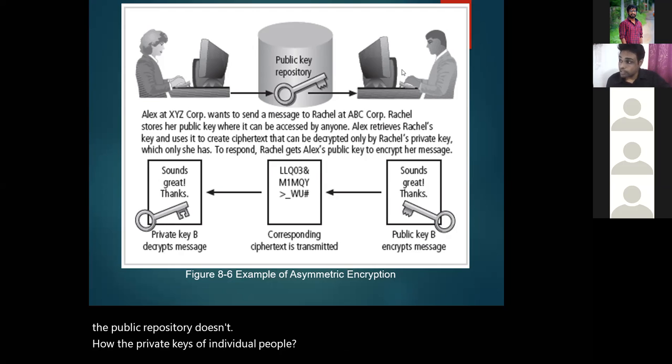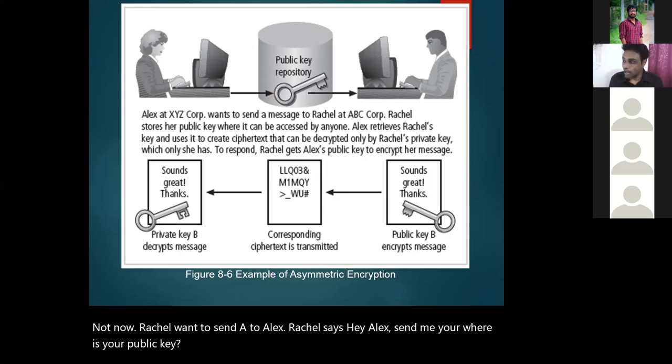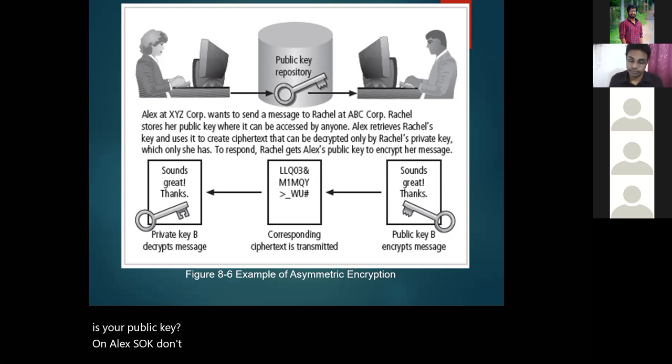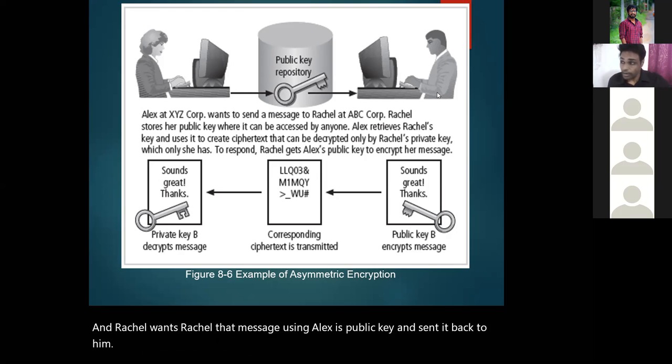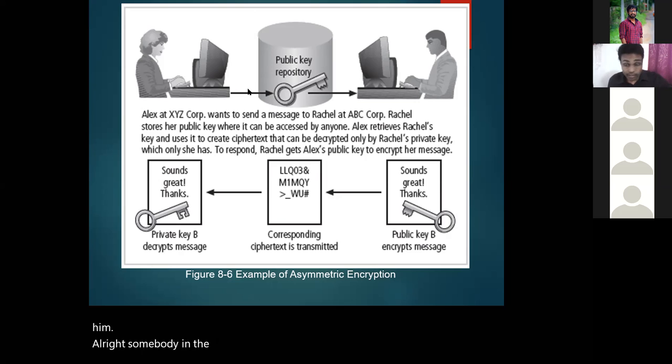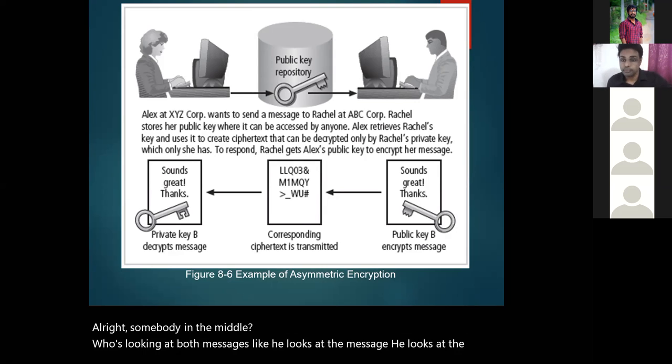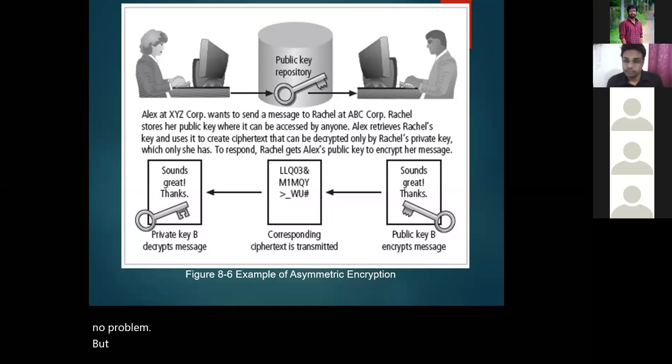Now Rachel wants to send a message to Alex. Rachel says, hey Alex, where is your public key? And Alex says, okay, don't worry, here is my public key. And Rachel encrypts that message using Alex's public key and sends it back to him. All right? Somebody in the middle is looking at both the messages. He looks at the message, he looks at the key. No problem. But he cannot do anything about it, because he doesn't have the private key.